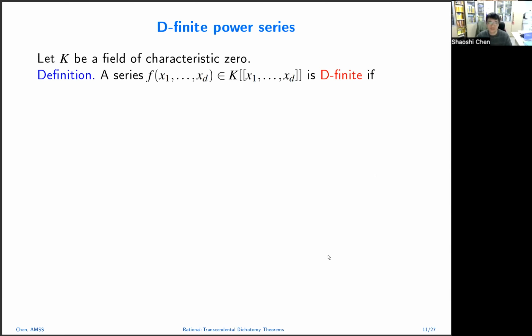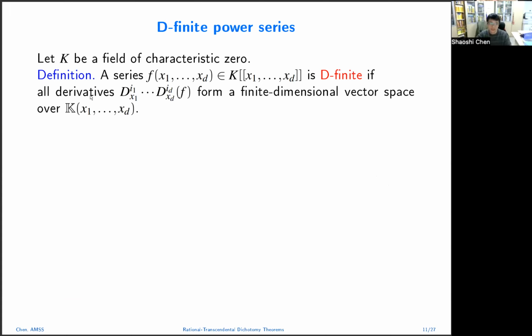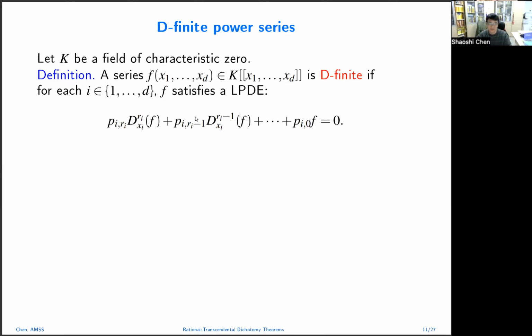But usually we are not working with very, very general power series. My favorite power series are called D-finite power series, which arise from combinatorial settings. So let me give the definition. A power series in several variables is D-finite. D means taking derivatives. If you take the derivatives with respect to different variables and collect all of them, they form a vector space over the rational function field. In the case when these derivatives form a finite-dimensional vector space, we call it D-finite. More specifically, for each variable, if you take successive derivatives, you will find a linear partial differential equation for the power series. That's D-finite. In the one-variable case, it just means a power series which satisfies a linear differential equation with polynomial coefficients.